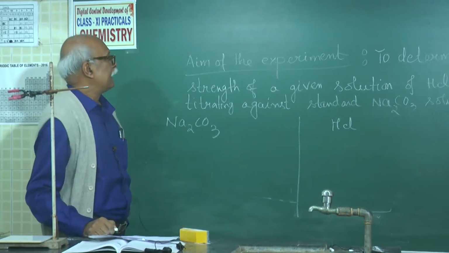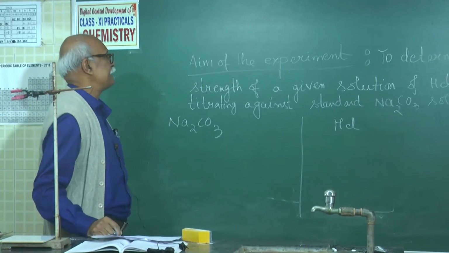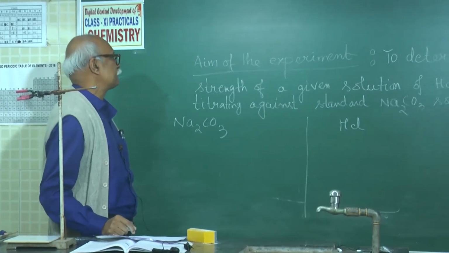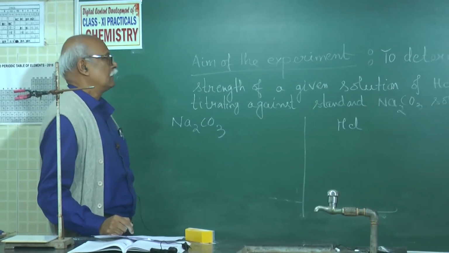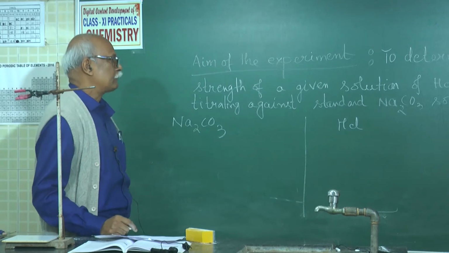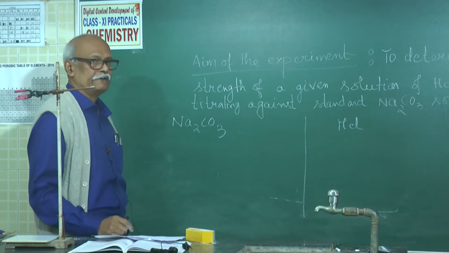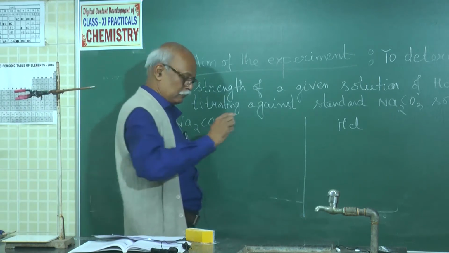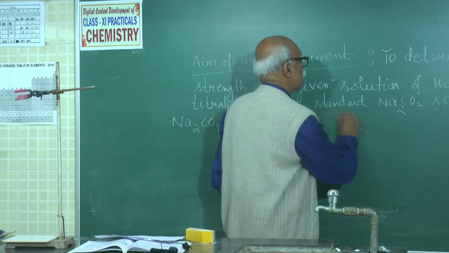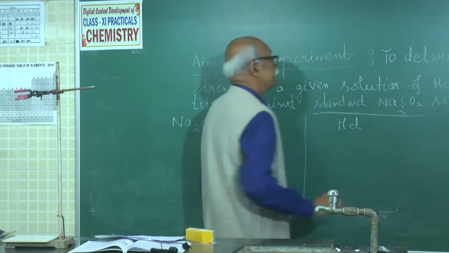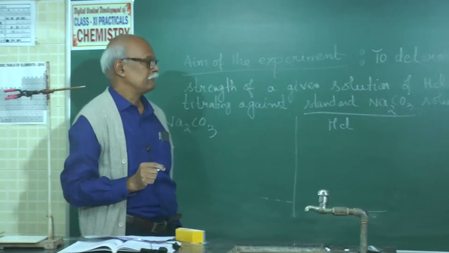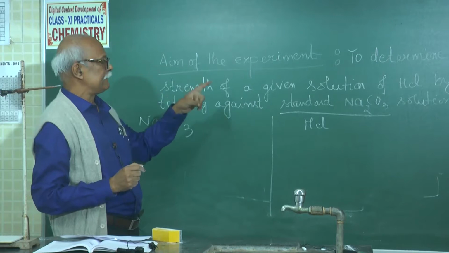Friends, the next experiment is to determine the strength of the given solution of hydrochloric acid by titrating against the standard sodium carbonate. You see, here we are using standard sodium carbonate. Here we are using standard oxalic acid. That is an acid, this is the base.